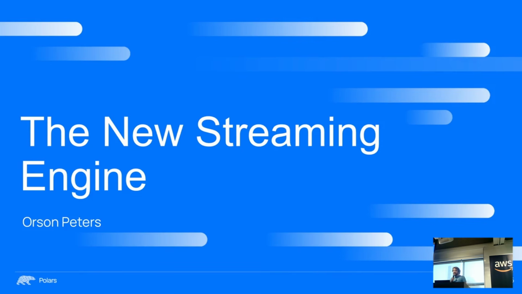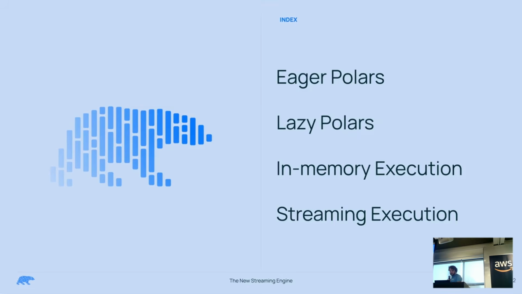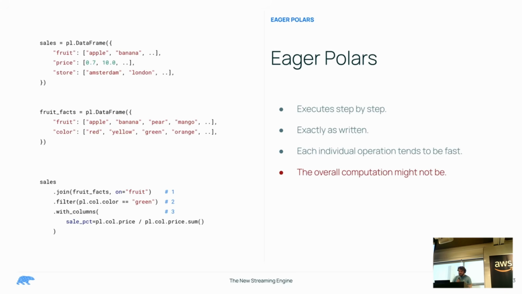I will be talking to you today about the new streaming engine that we built at Polars. First, I want to layer it step by step. So I want to start with eager Polars. That's the kind of version of Polars that most people will use when they first start using Polars. Then when you get a bit more advanced, you switch over to lazy Polars, and I will tell you why that's better. And then I'm going to talk about the two ways we can execute lazy Polars: in memory and now also streaming.